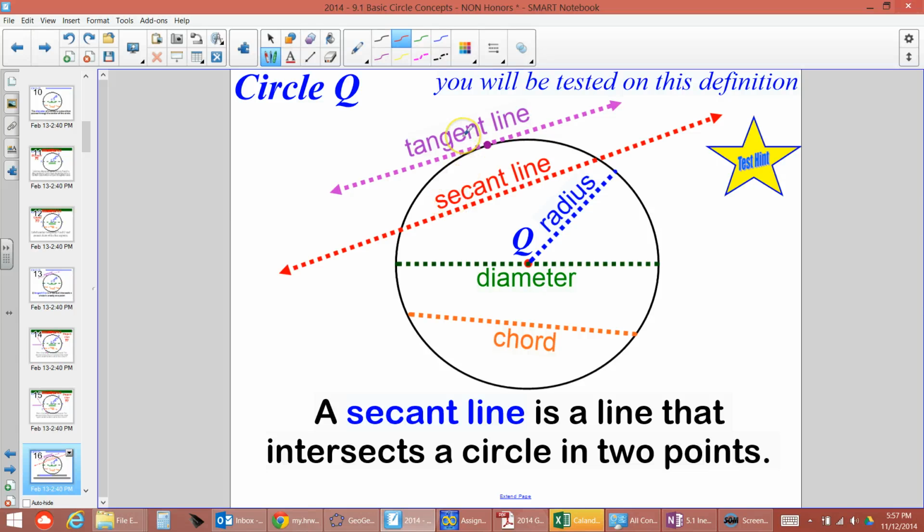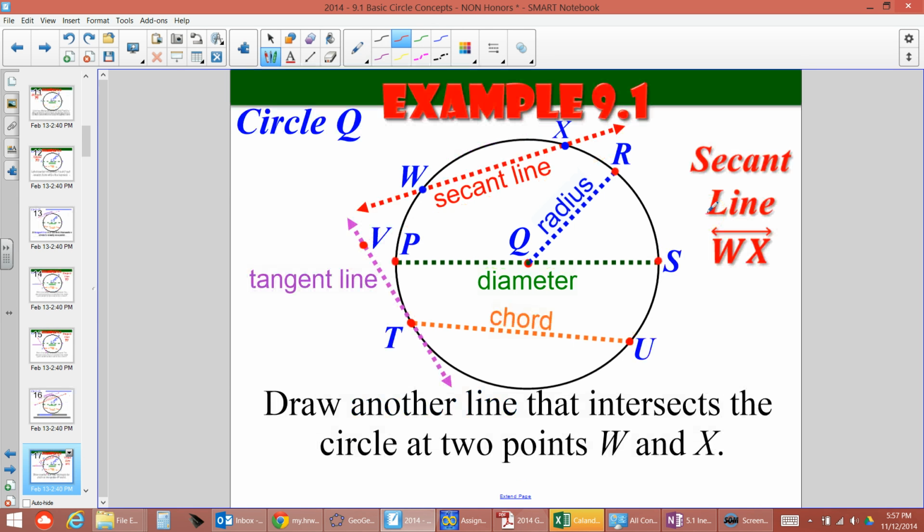Okay, same with a tangent. A tangent has to be a line. So when I ask you to write the secant, let's go with the next one right here, and I say the secant line, notice how it has this little arrow symbol above it. That means it's going in both directions forever. Not just a segment like a chord, but it's actually a line, WX.